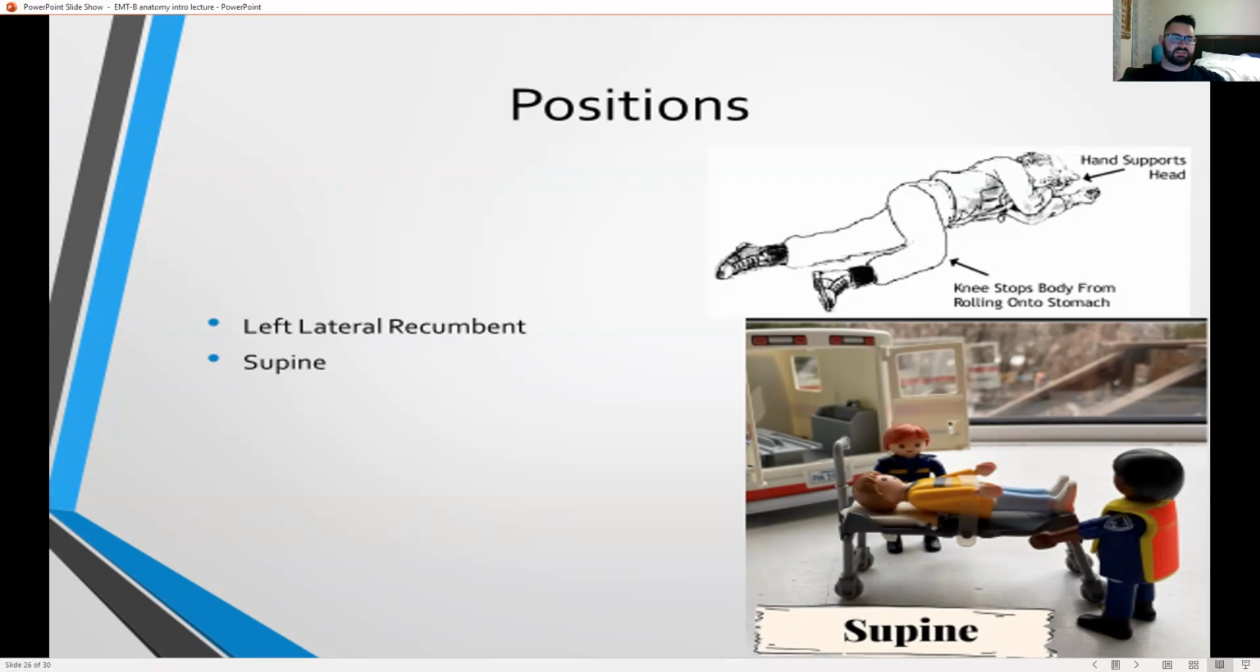One of the reasons we use this position over the years is because it was airway protective. A lot of people we pick up are sometimes pretty drunk. And one of the things drunks do is they roll up on their stomach and they puke, and then they breathe it in, and then they die.